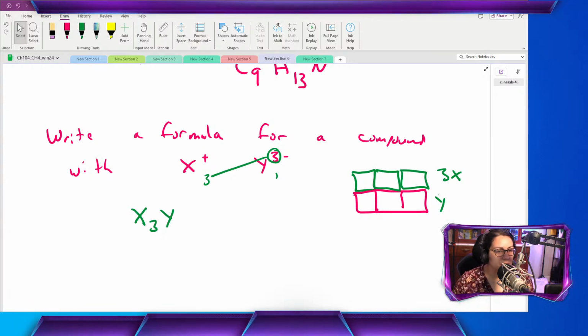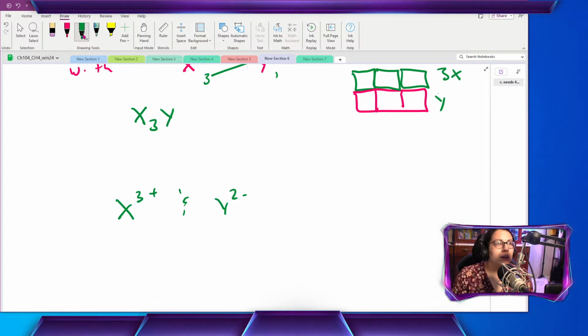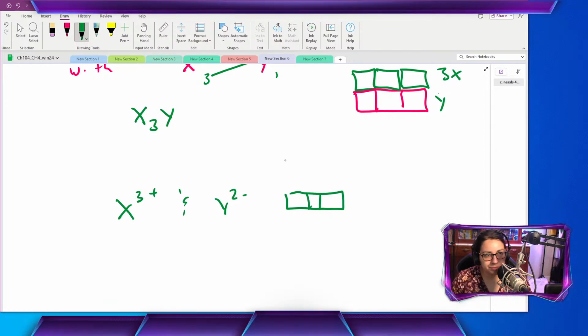Trying to pull up the actual lab. There we go. And the next problem, we'll just review it. It said write our formula for our X3 plus and Y2 minus ions. Again, for me, the swap trick is the easiest, but I'll do this visual representation. So if our X is 3 long, let's go ahead and swap it. We have 2 X's, 3 Y's.